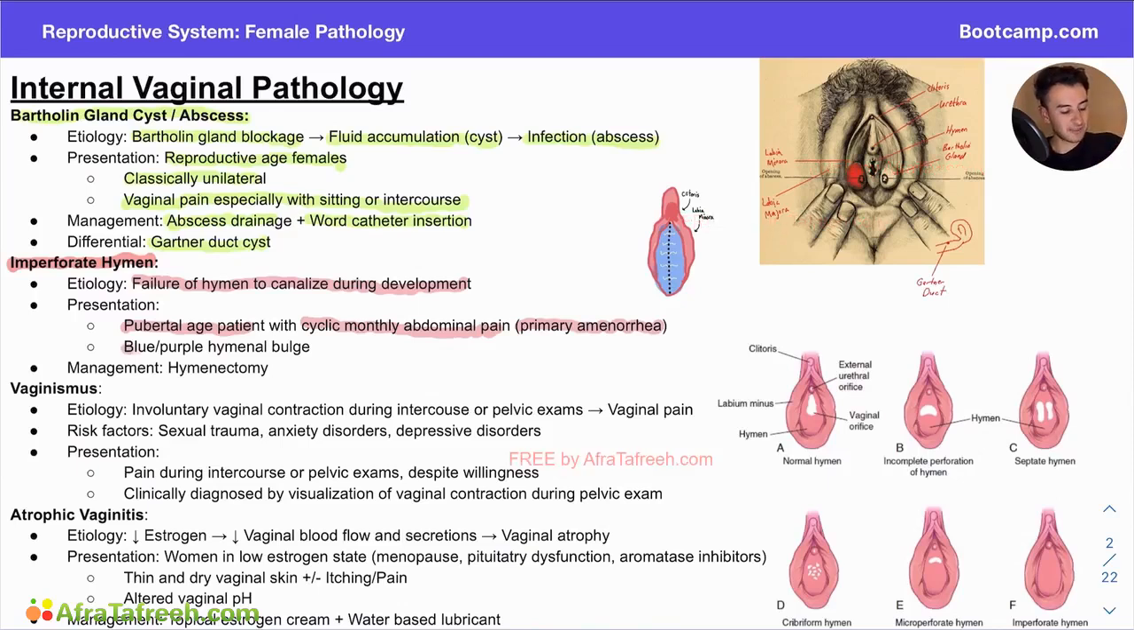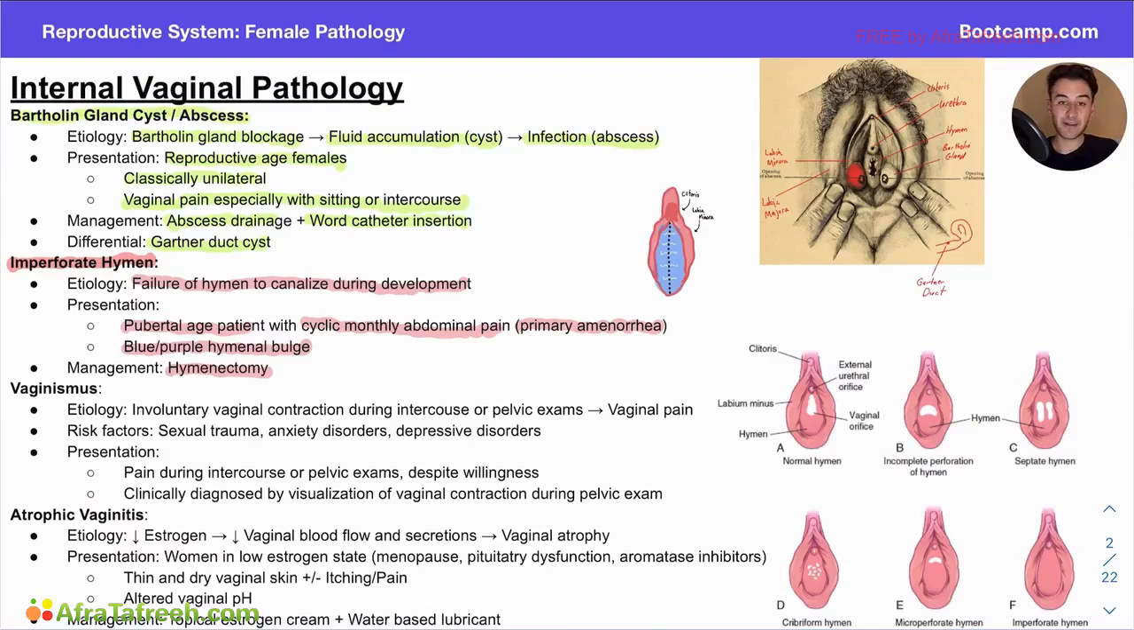And we're going to say this is going to present with a blue or a purple hymenal bulge, and then the management here is going to be a hymenectomy. Now I wanted to point your attention down here to our diagram where we have different types of imperforate hymen. So here would be a normal hymen where we have this vaginal orifice that is open here.